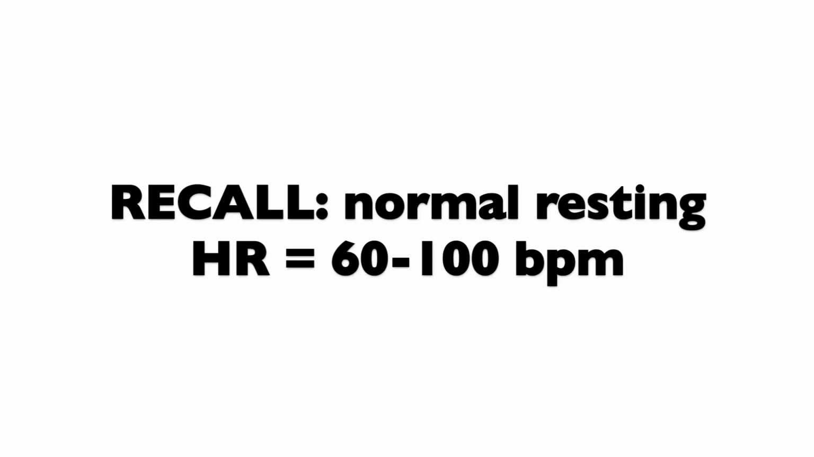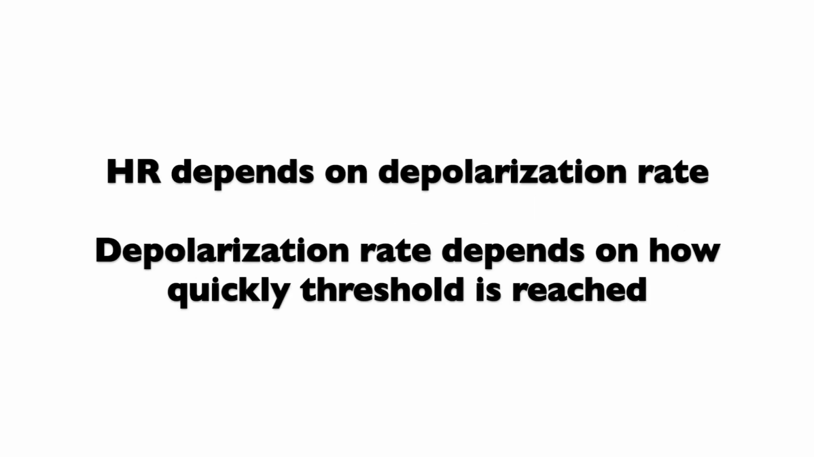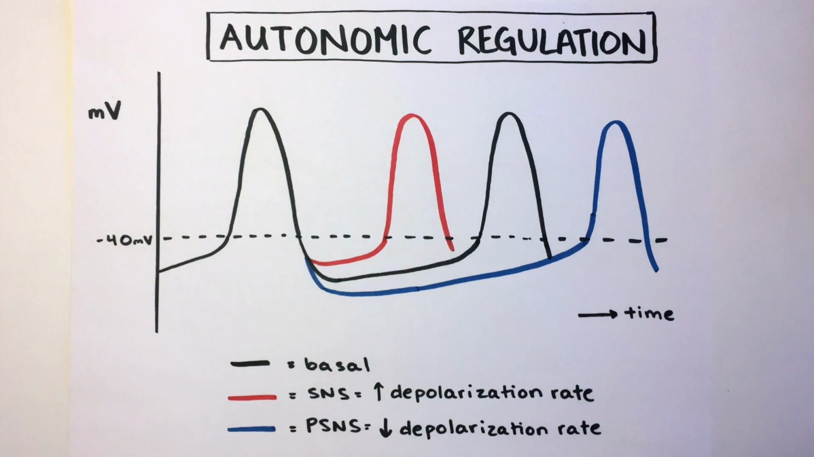Remember when we said a normal heart rate is anywhere between 60 and 100 beats per minute? How fast the SA node depolarizes depends on how quickly it reaches the threshold value of -40 millivolts. If threshold is reached more quickly, the heart will depolarize at a higher rate and beat faster. This occurs during activation of your sympathetic nervous system, also known as your fight or flight reflex.